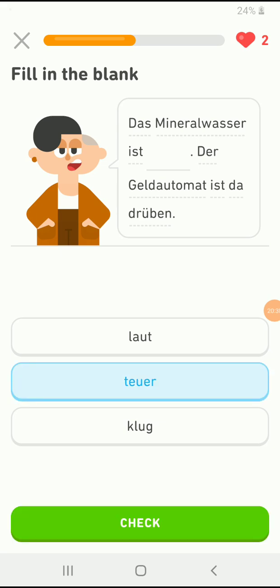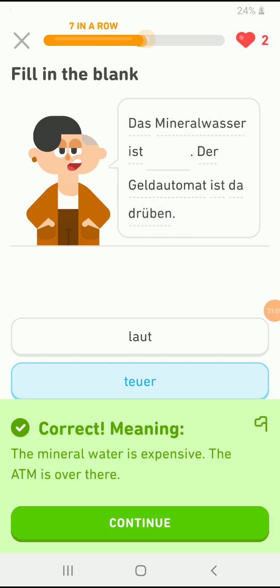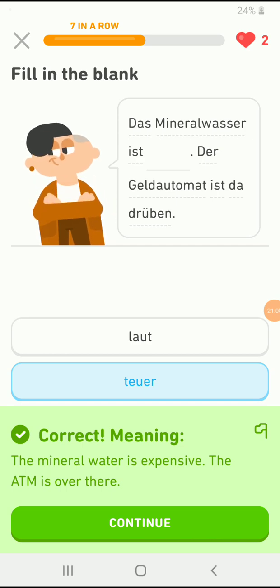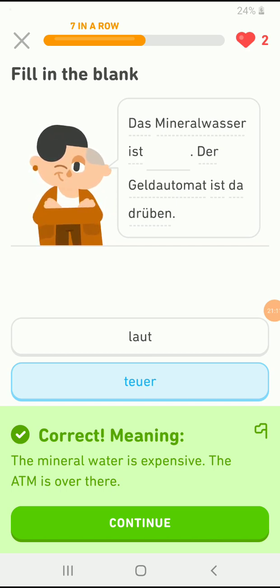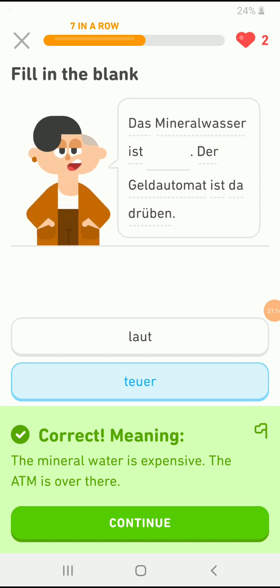Der Geldautomat ist da drüben. It's over there. So Geldautomat, what is Geldautomat? It's an ATM. Okay, der Geldautomat. Das Mineralwasser ist teuer. So they have to take money out. So that's why it's da drüben, in der Nähe. That was nearby. In der Nähe.